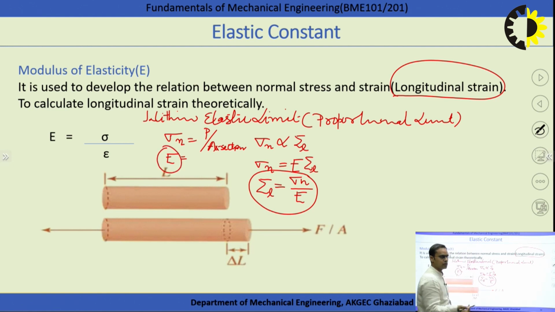So E is also known to us theoretically now, and we put this sigma n and E, and we are able to calculate the longitudinal strain theoretically. So that is the significance of the elastic constant. With the help of this modulus of elasticity, we are able to calculate longitudinal strain theoretically, or we are able to develop the relation between normal stress and normal strain.